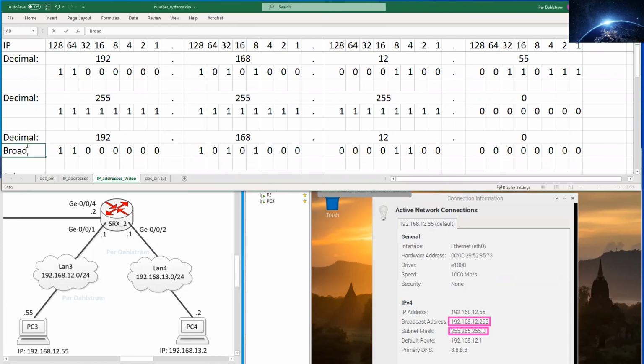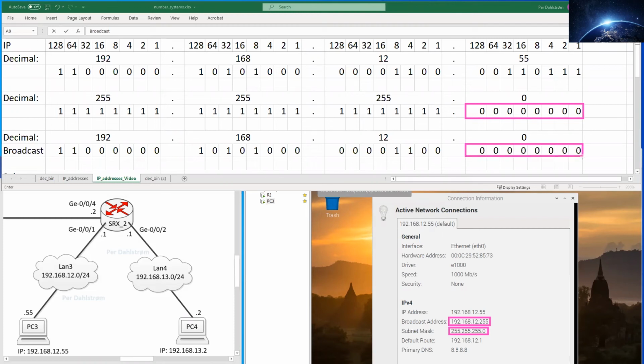The subnet mask is also used by PC3 to calculate the broadcast address for the network it is on. PC3 looks at the portion of the network mask where it says 0, and where it says 0 it has to put all ones, and that is known as the broadcast address now. Let us also write that in decimal.